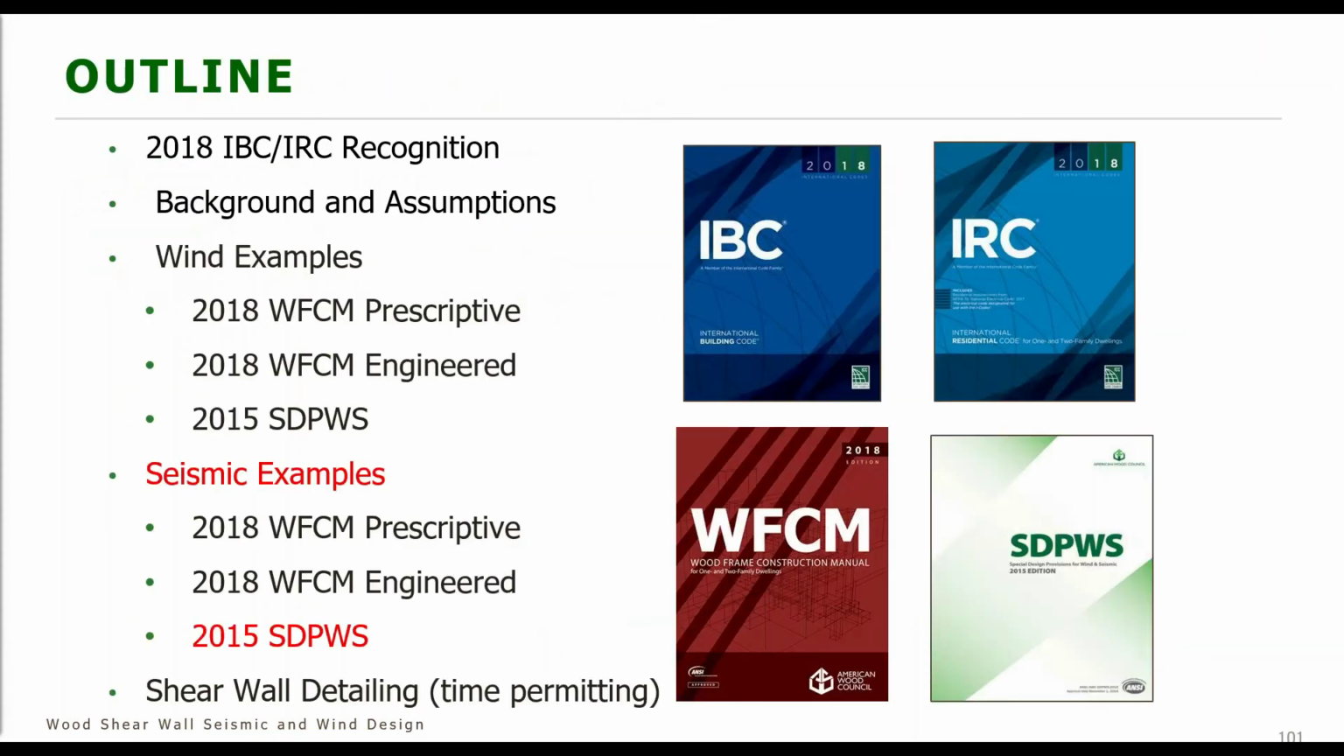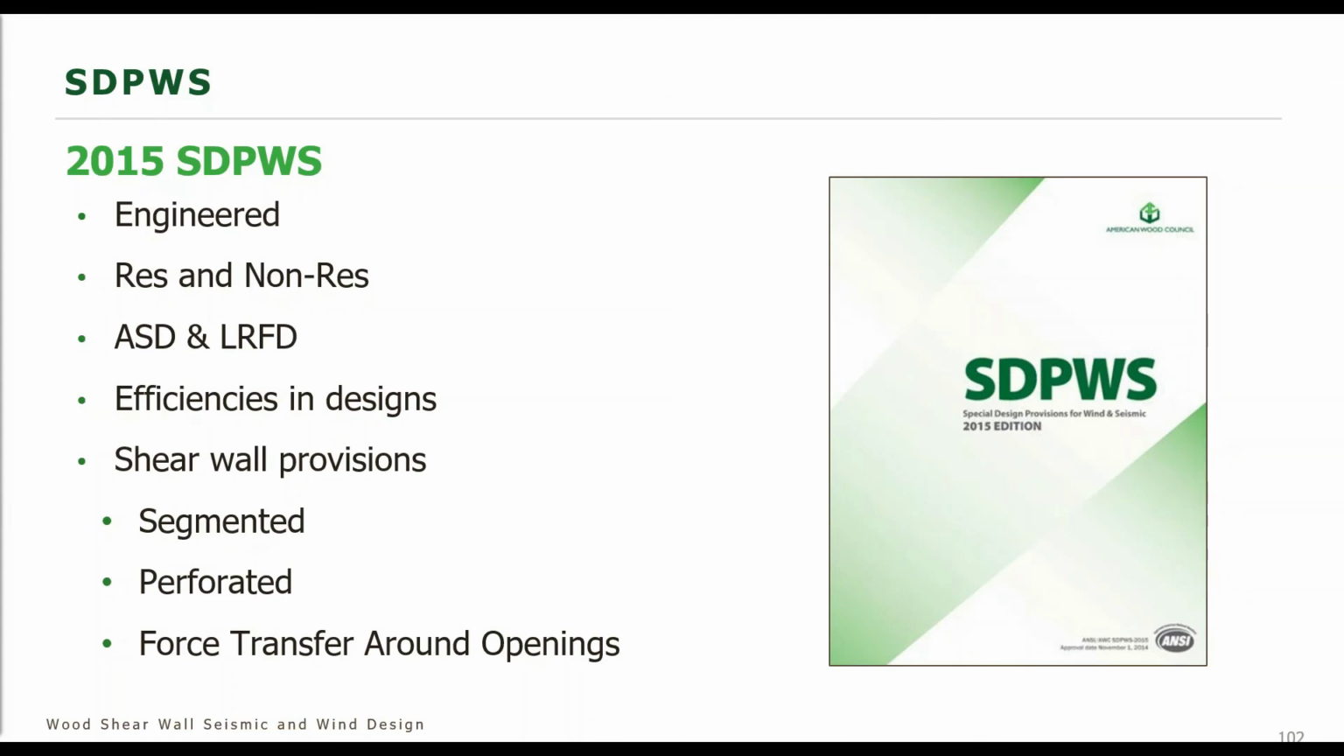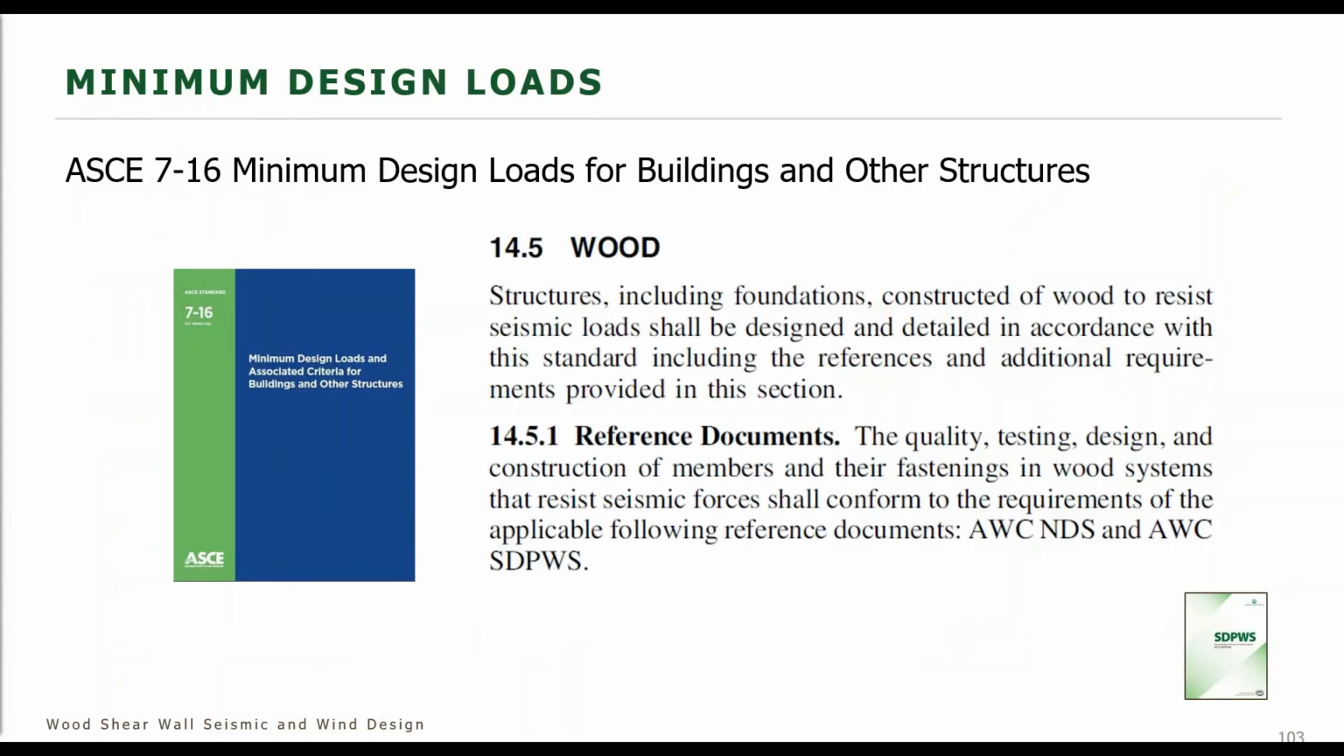Okay, so now we're going to get into the wind and seismic provisions, and we know that we can use this for an engineered design, residential, non-residential, does ASD and LRFD design, and we can also do force transfer around openings utilizing the wind and seismic provisions. The other thing I want to point out is you can use the wood frame construction manual and then supplement it with designs using the special design provisions for wind and seismic. So if you want to get an overall design and then find some efficiencies in your design using the wind and seismic, that's perfectly fine.